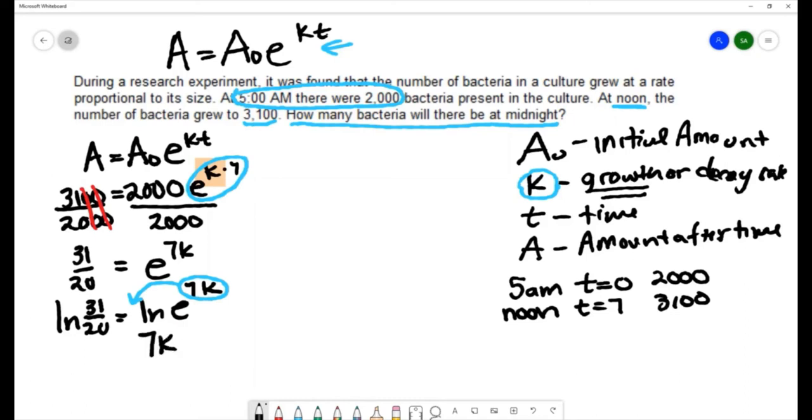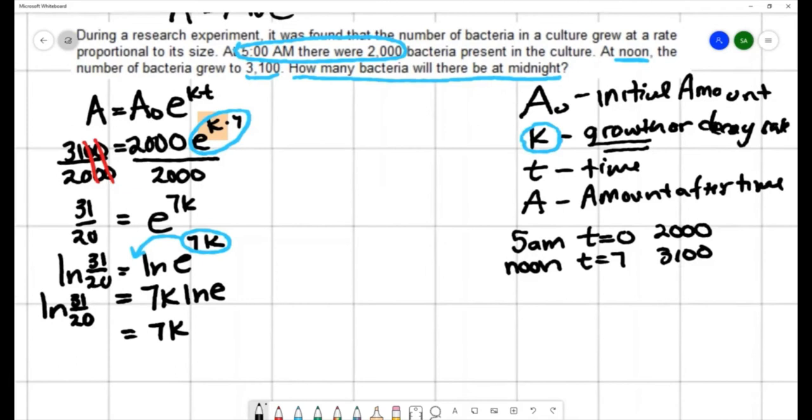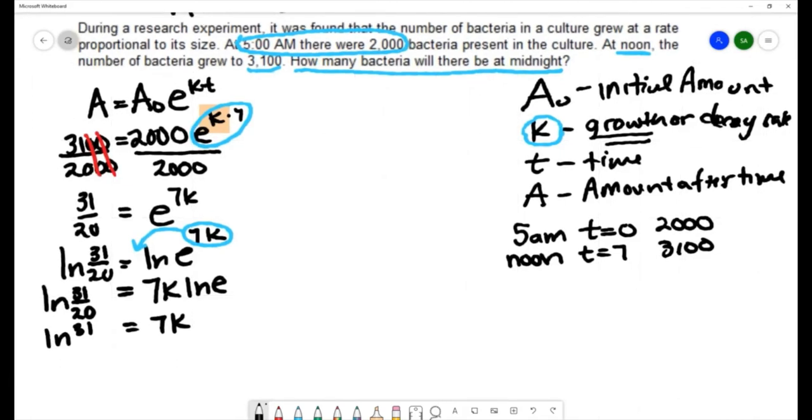We have 7k natural log of e. On the left, we'll have natural log of 31 over 20. Natural log of e is 1, so this simplifies to be 7k, because 7k times 1 is 7k. And then we can divide both sides by 7 to get our value of k. Let me write it out over here. We have k equals natural log of 31 over 20, all over 7. I'll type that into my calculator to get an approximation of the growth rate.